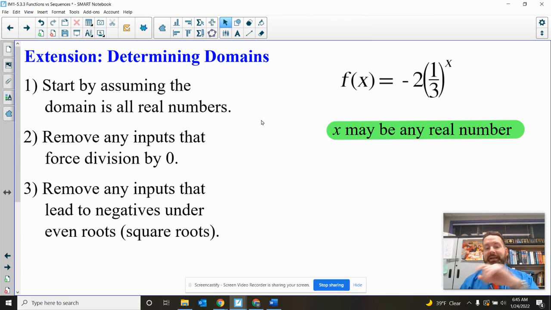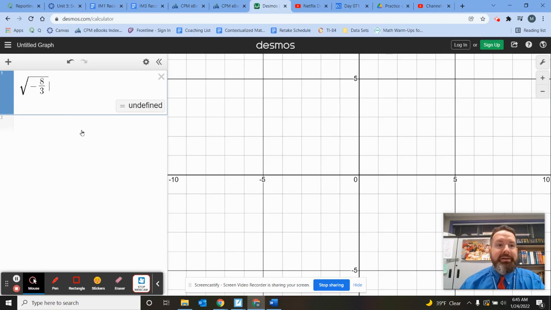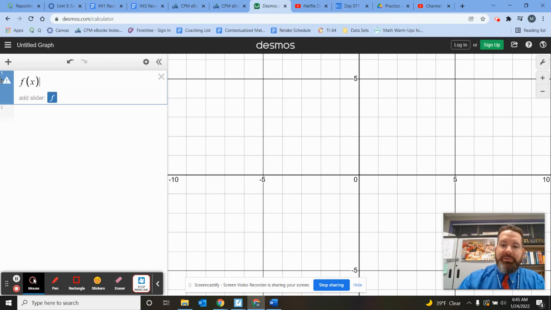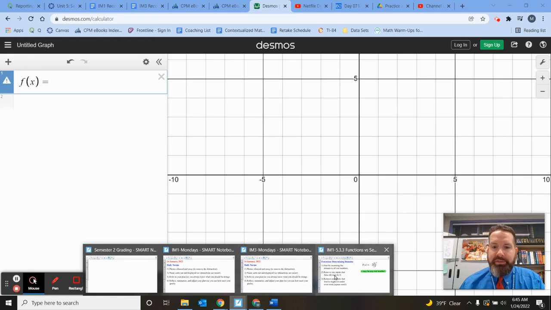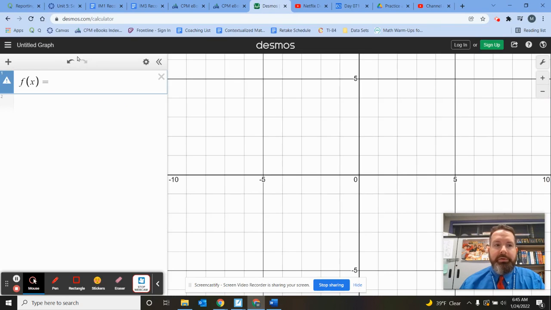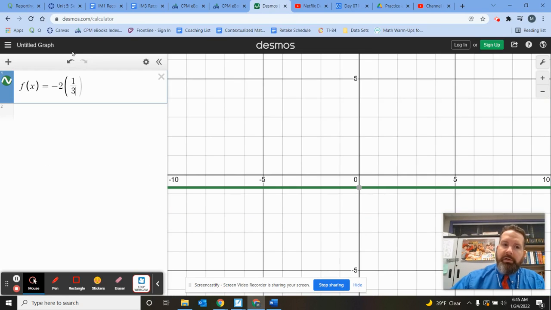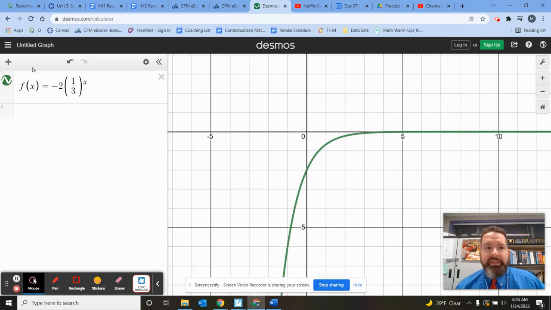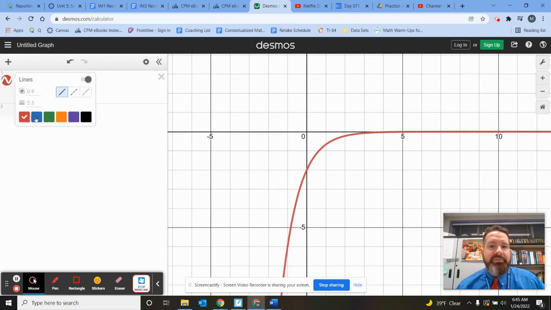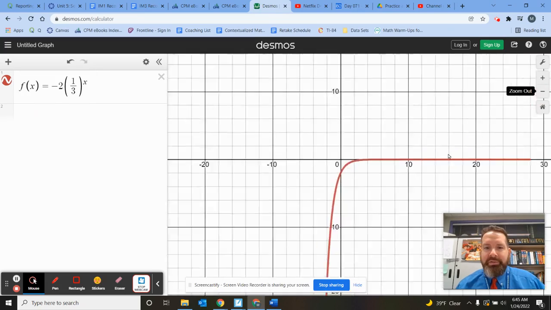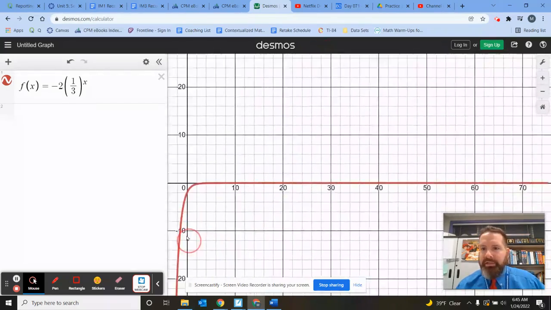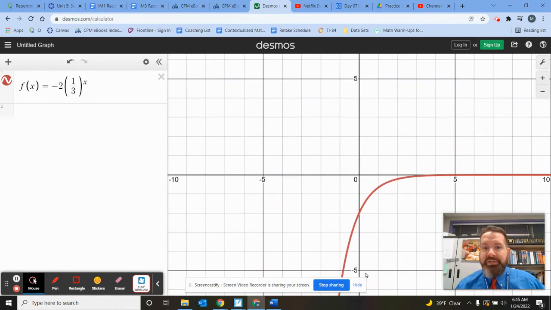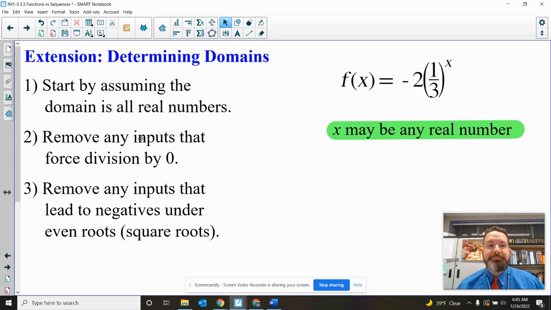And here's a way you can check. If you use your Desmos graphing calculator, you can just type in the equation. And so what was the equation? It was negative 2 times 1/3 to the power of x. And what you're just looking for is, does the graph stop, or does it have any missing parts? Like, are there any places that get skipped over? And so this graph, nope, keeps going, keeps going. All right, that's a good indication that we've done things well.